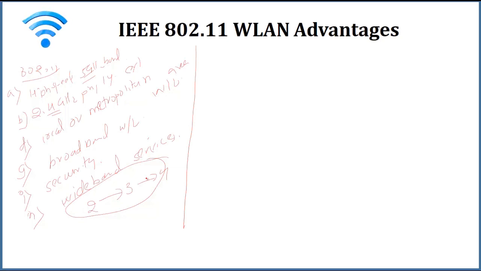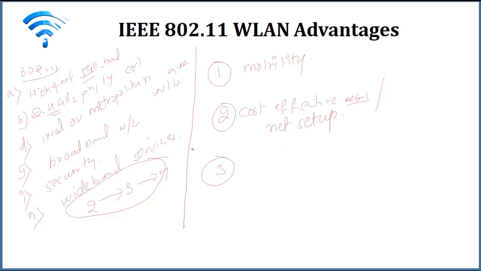So what are these things? The first advantage, I would definitely say, has to have the main keyword of mobility. Second, I could say, is cost effectiveness, or cost-effective network establishment or network setup. Another would be decreased cost of your hardware, or in general, decreased cost of ownership.